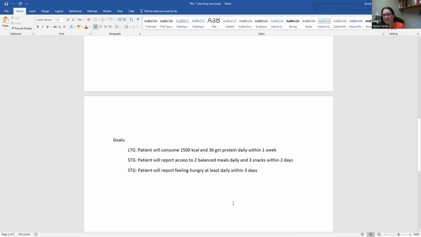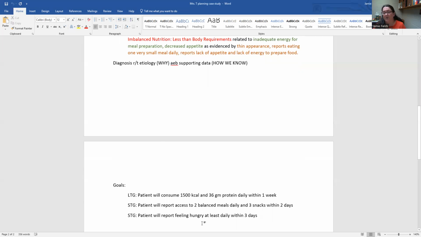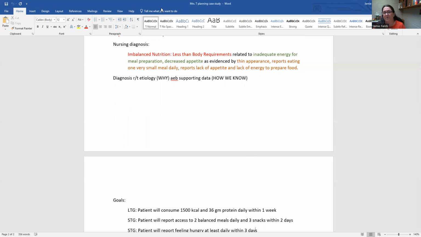So it's possible that her lack of appetite is just because of fatigue, and if she's not eating, her body just is not used to eating, so she doesn't think about feeling hungry. So once we start feeding her, she might get hungrier. But we may find that this requires some more follow-up later. So now we have a nursing diagnosis and we have our goals.